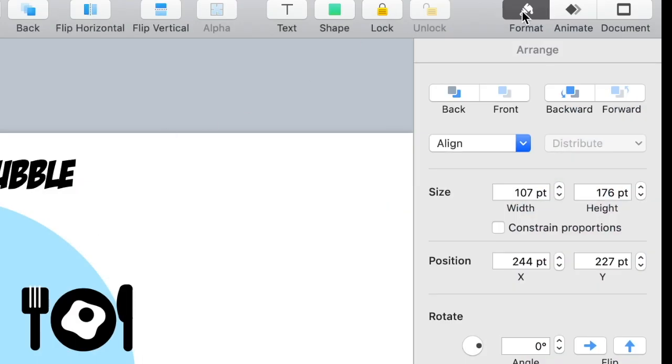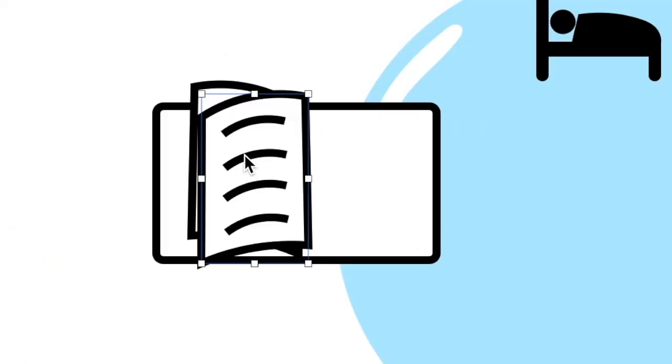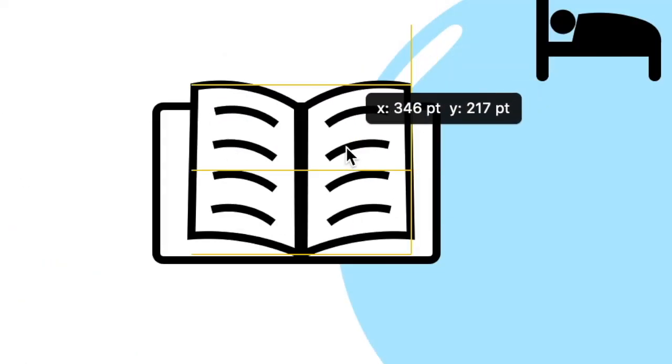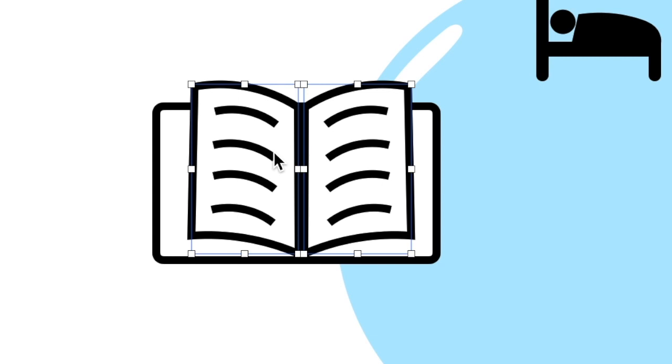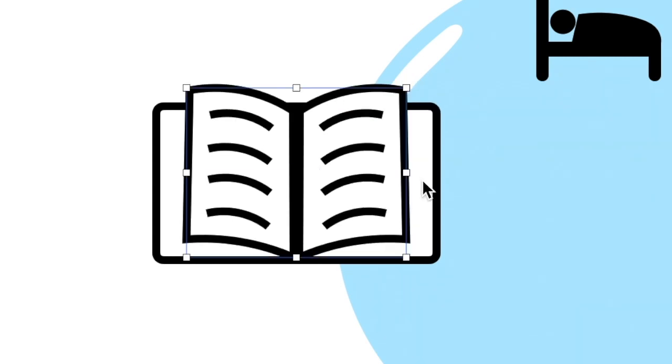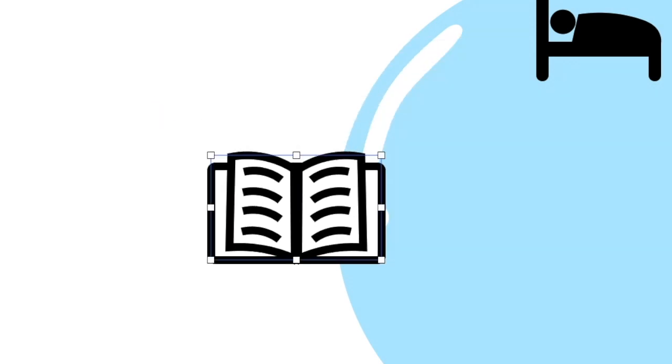Over here again, format, flip, drag it over here. Make sure it's all aligned. Shift click, Command Option G to group it, make sure it's centered. Shift click, grab this, Command Option G to group it, and boom, we have ourselves a book.